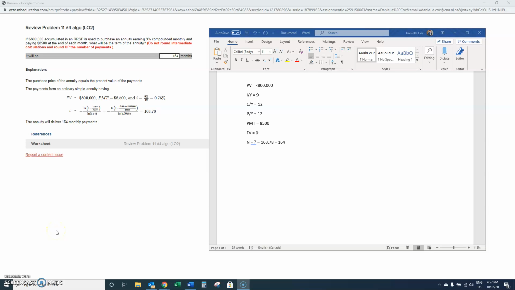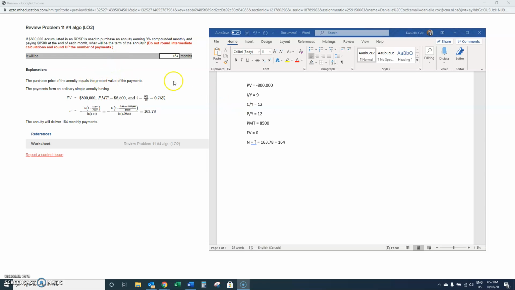And yet another one. If $800,000 accumulated in an RRSP is used to purchase an annuity, earning 9% compounded monthly and paying $8,500 at the end of each month, what will be the term of the annuity? So we're looking for the term, which is N. Do not round intermediate calculations and round up the number of payments.